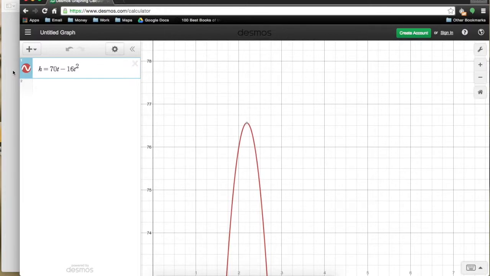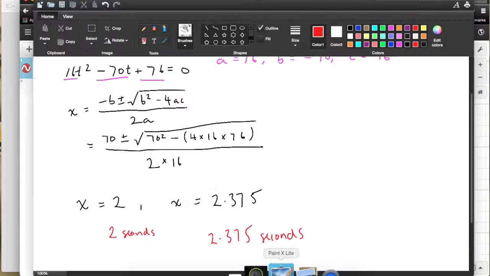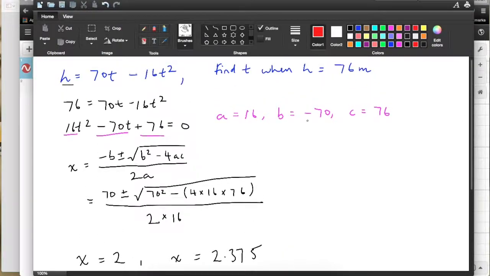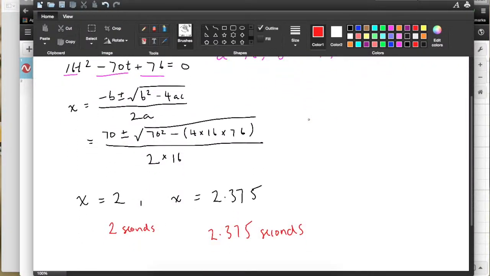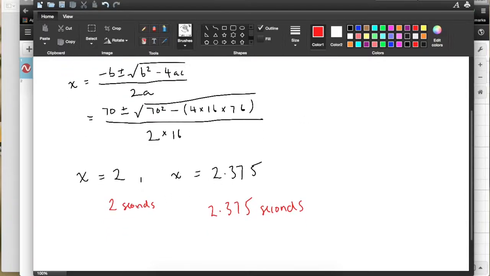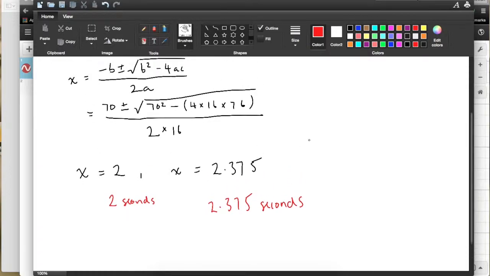Okay, so again, if you have a modelling and problem-solving question, always try to graph it if you can. If you have access to a graphing calculator or an online graphing tool, use that. And then what you should also do is answer the problem in words, in terms of the question. So you would take this one step further and actually say that the projectile is at a height of 76 meters after 2 seconds and again after 2.375 seconds. And that's how you use the quadratic formula.